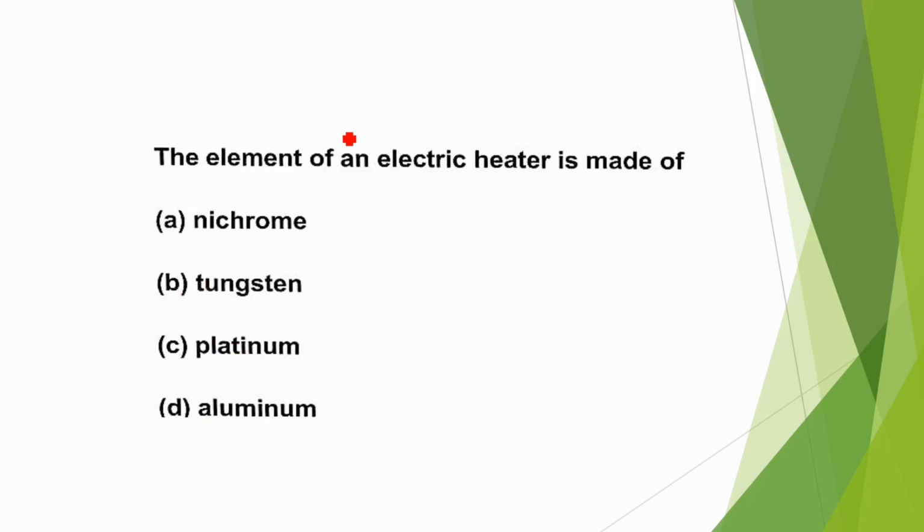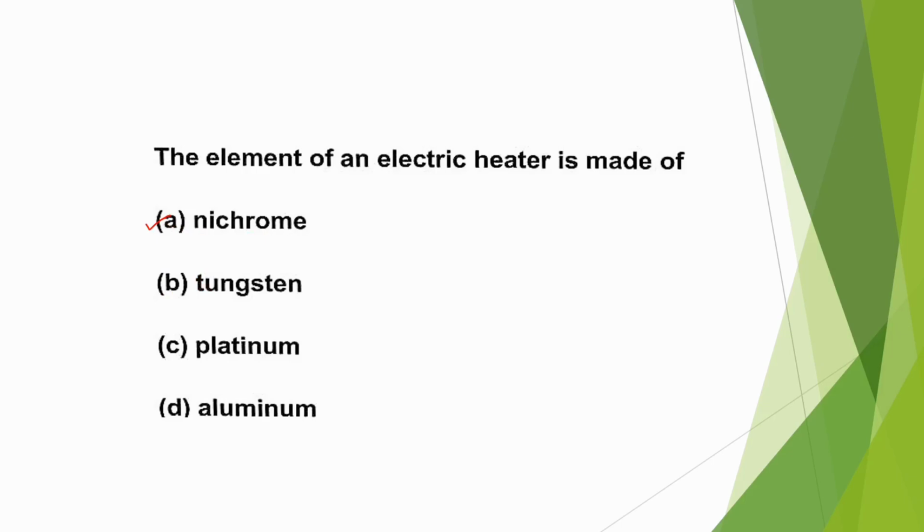The element of an electric heater is made up of. The correct answer will be nichrome. Why nichrome? It is because the element of an electric heater is typically made of nichrome, which is an alloy of nickel and chromium. It is preferred because of the following reasons.